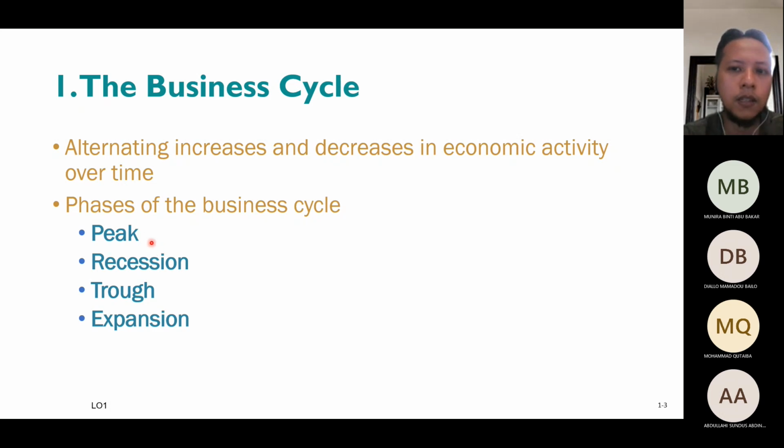You will see the economy at a peak, and after it reaches its peak, it will go through a recession, and then through a trough, and then finally it will expand back again. Once it expands, it will go back to peak again, and then recession, trough, expansion, and go back again. So this is the business cycle.